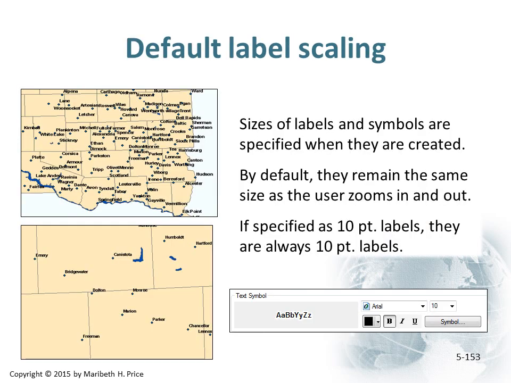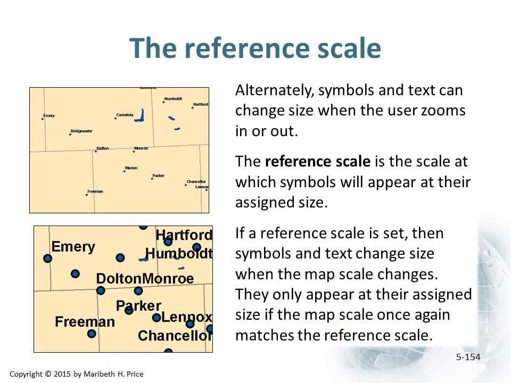With default scaling, you can see how it shows up and things get kind of jammed together. When you scroll in, they're not so jammed together; they're more scattered out. But that uses the same baseline 10-point font. Reference scale is the scale at which the symbols appear when they're assigned.